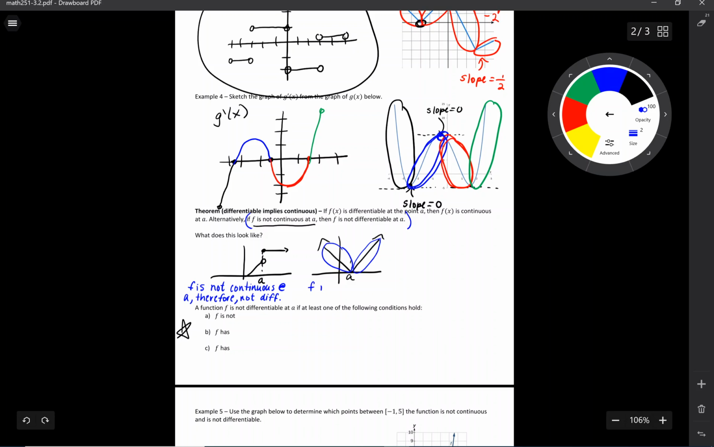So f is continuous here, but it's not differentiable.